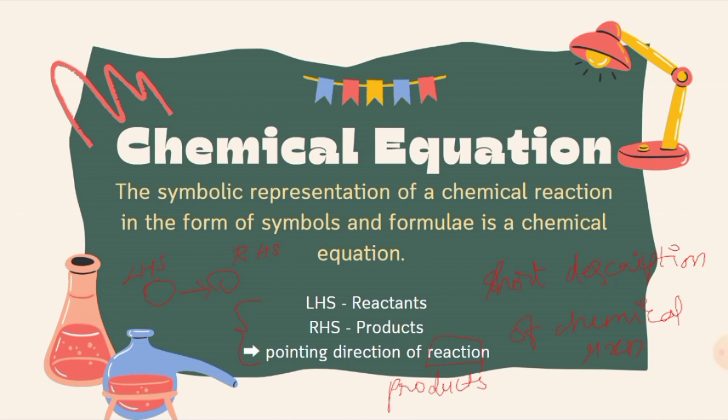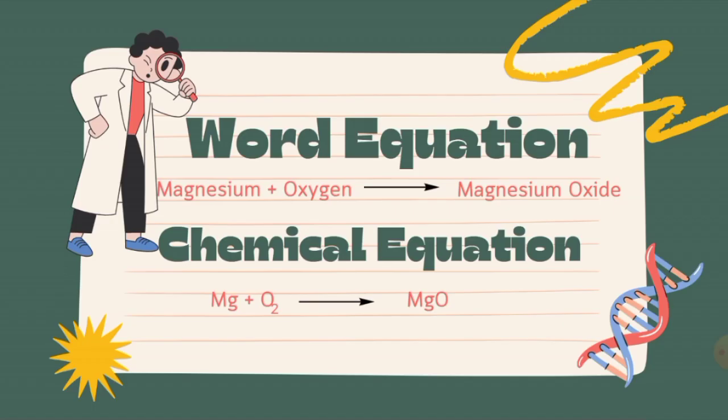So let's move on to the next thing, writing the chemical equation. Generally a chemical equation can be written in two ways. You can either write it as a word equation or in the form of a chemical equation. But if you have more and more reactants and products, writing a word equation also will be tougher for us. So let's understand this first.